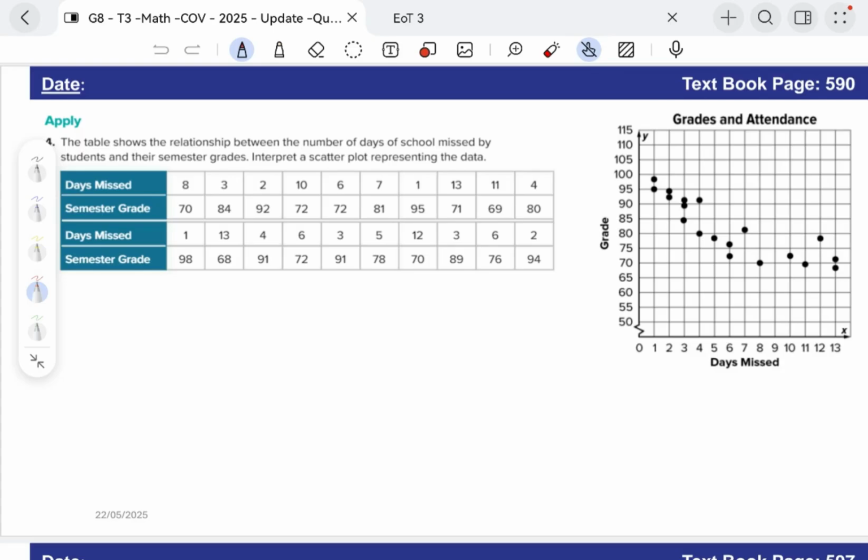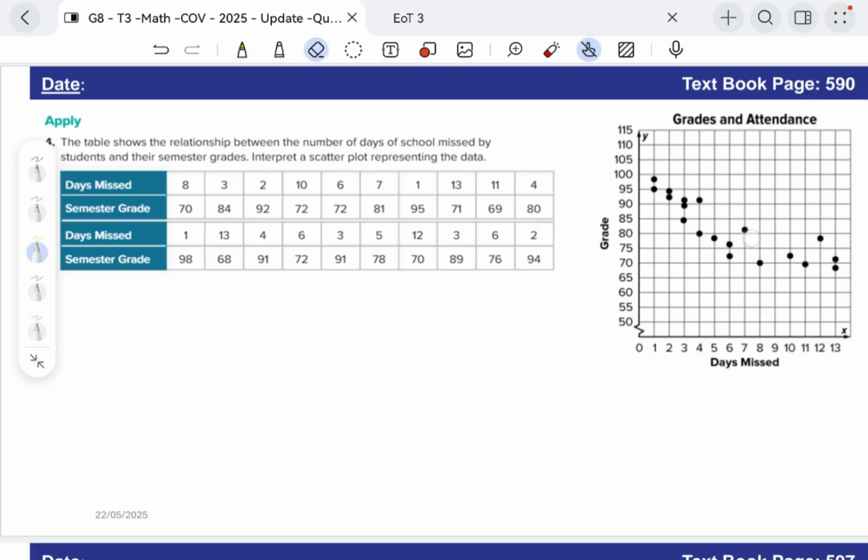Let's go for the next question. For this question, the table shows the relationship between the number of days school missed by a student and their semester grades. Interpret a scatter plot representing the data. Okay, so here if we try to graph the line of best fit somewhere in the middle, where the number of points above is equal to the number of points below, it will be something like this.